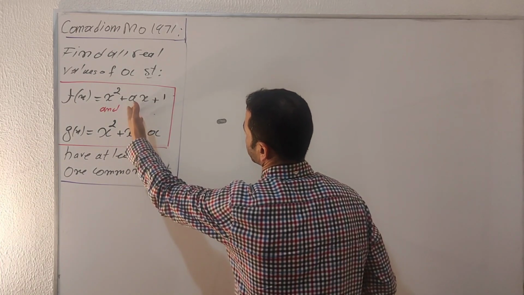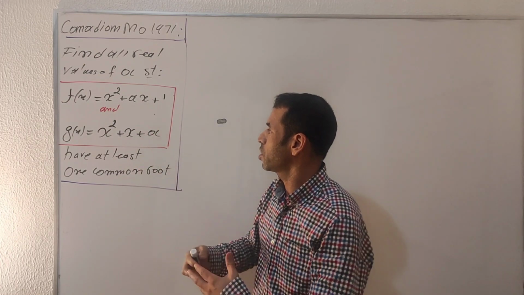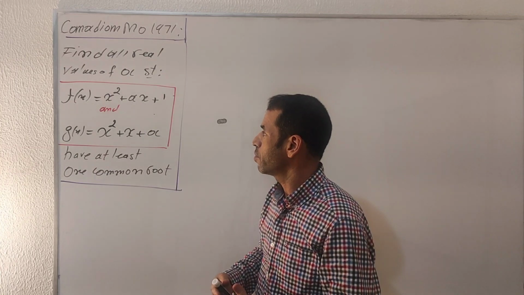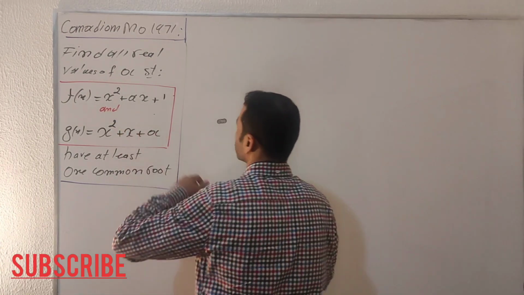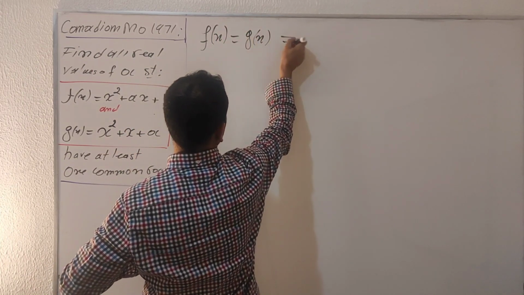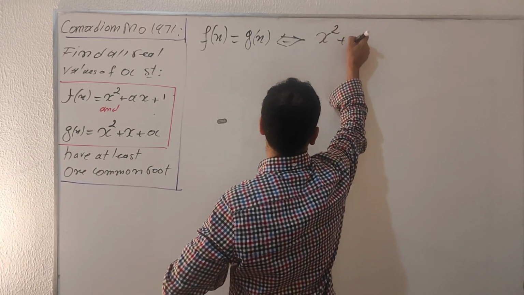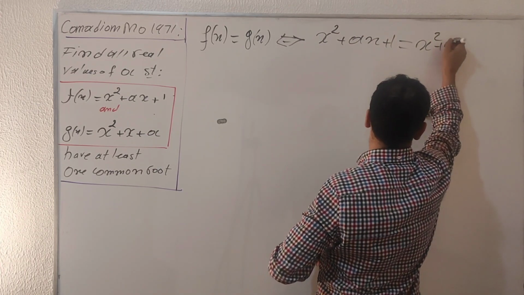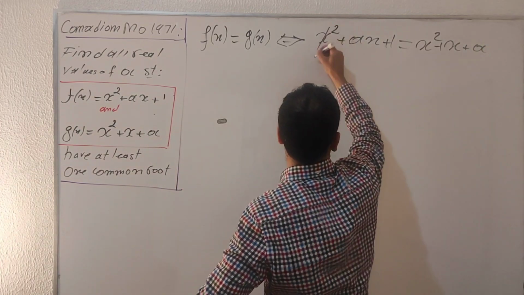Start by solving this equation, because the common root for both functions is found by solving the equation f of x equals g of x. They are going to meet at some points, so we are going to solve this equation. We have x squared plus ax plus 1 equals x squared plus x plus a. It's very clear here, x squared will be cancelled out.